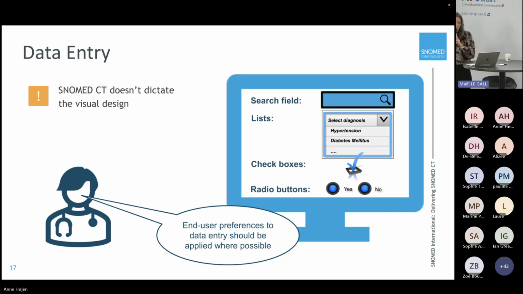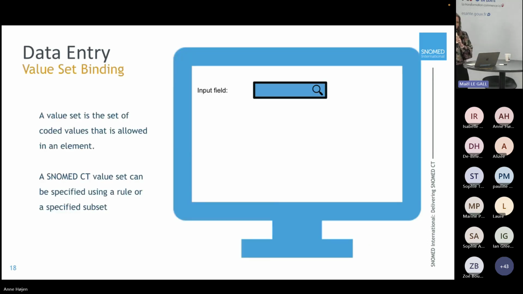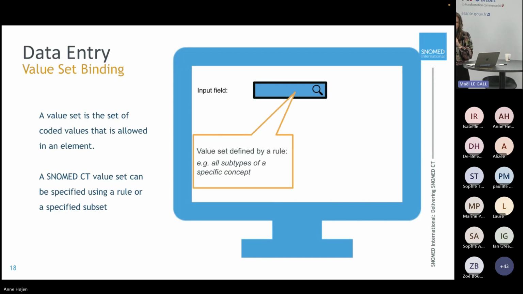So you can have search fields, you can have lists, checkboxes, radio buttons in the user interface. When you use an input field, such as a large text field, it's often because you have a large value set that you want to search across. And when you define that value set, it could be like a list of rare diseases you want to search. Maybe there are 150 and you don't want a drop-down list with 150, so you want this search field.